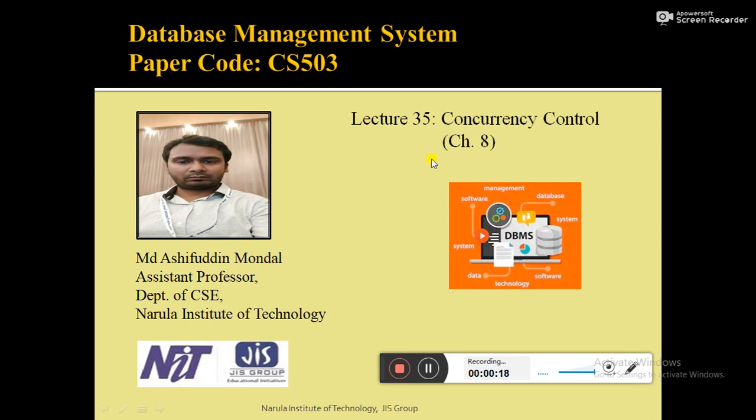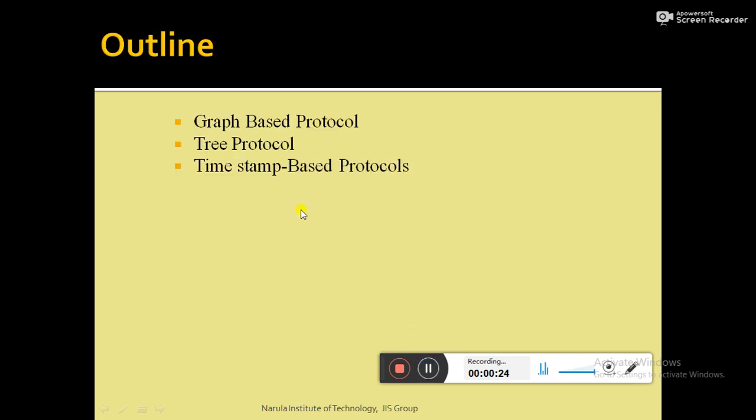In this lecture, I am going to cover chapter number 8, which is concurrency control. And these are the topics which I am going to cover during this lecture. I will discuss the concept of graph-based protocol, and then I will discuss the tree protocol. These are the protocols by which we ensure conflict serializability, and then I will discuss the concept of timestamp based protocols.